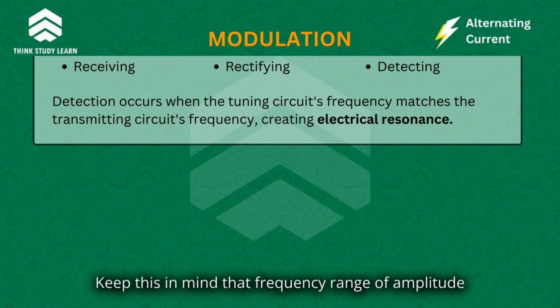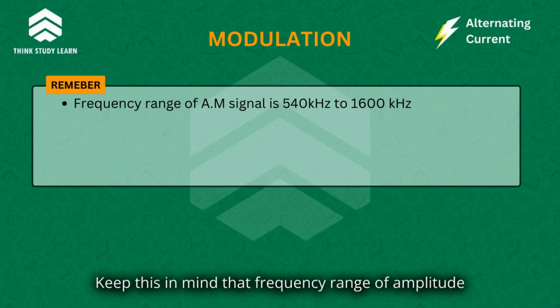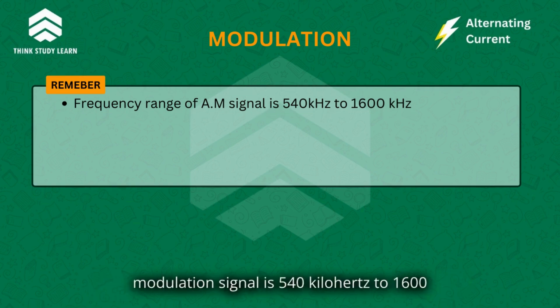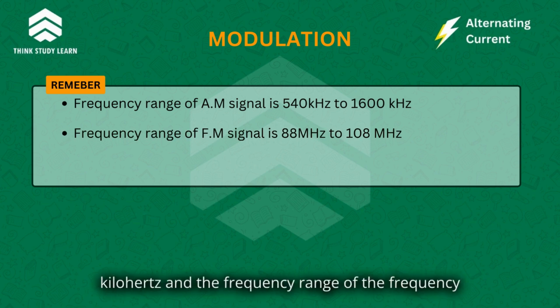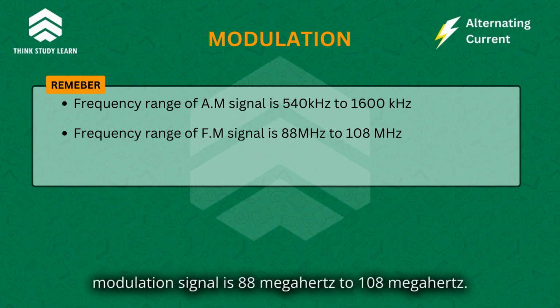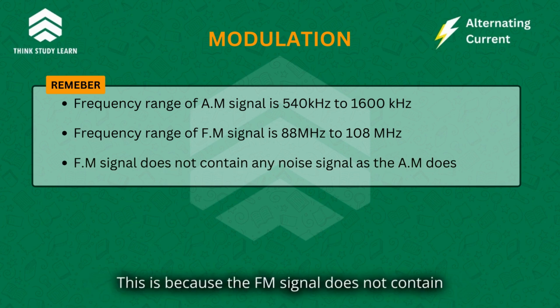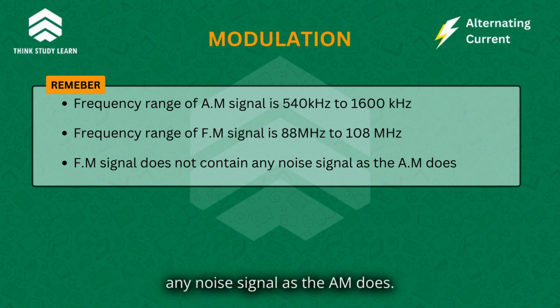Keep this in mind that frequency range of amplitude modulation signal is 540 kHz to 1600 kHz, and the frequency range of the frequency modulation signal is 88 MHz to 108 MHz. This is because the FM signal does not contain any noise signal as the AM does.